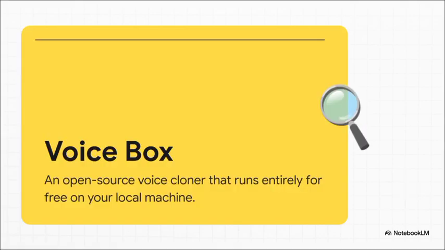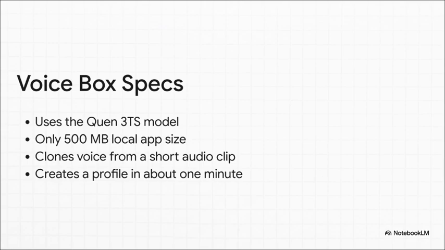All right, let's add some audio to the mix. VoiceBox is an open source voice cloner. Normally, if you want an AI to learn your exact voice and read any text back to you, you're stuck paying hefty monthly fees to tools like ElevenLabs. VoiceBox completely replaces them, and it runs securely and locally on your own machine. And by using that zero-code installation trick we talked about earlier, you can install this 500-megabyte app effortlessly. It runs on the Qwen 3TS model. You just upload a short clip of yourself speaking, paste in the transcript of that exact clip, and boom, in about 1 minute, you have a flawless AI profile of your voice.